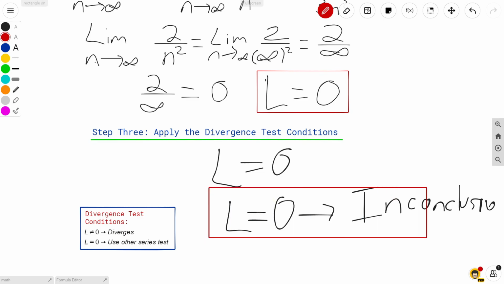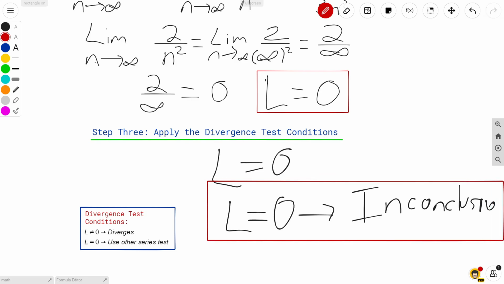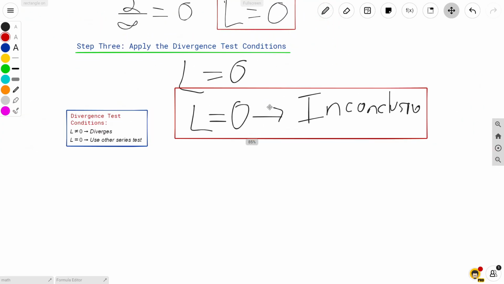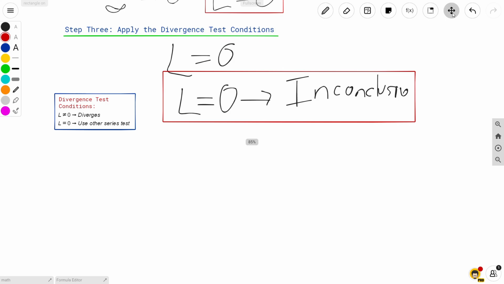Basically, what we have to do now is find another method, which we're not going to go over in this video, because there are plenty of other methods that I'm going to teach you in other videos for how to test this particular series. All we know is that the divergence test failed, inconclusive. We can test divergence or convergence using another method, but for this particular video, not this method.